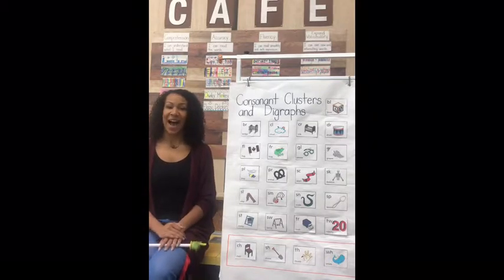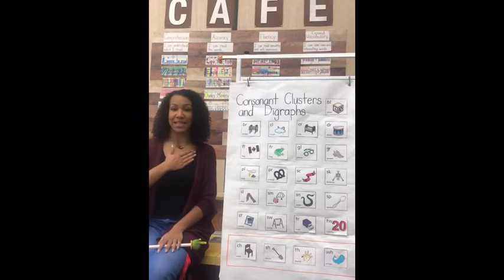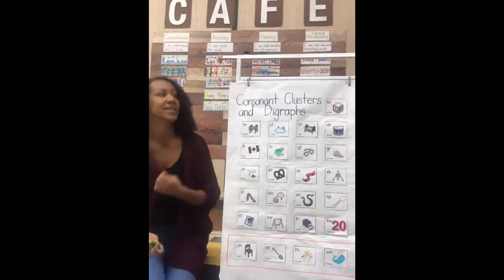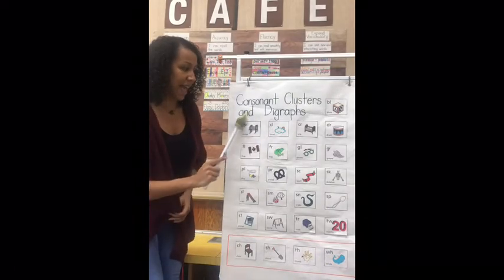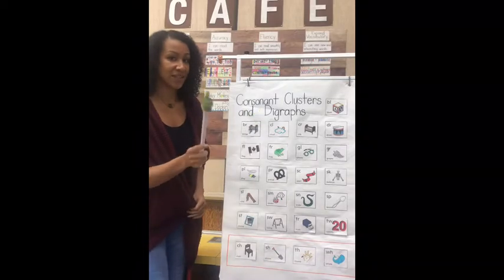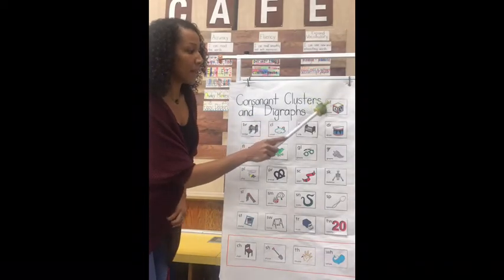Okay, so I want to practice this at home with you. I'm going to say it and I want you to repeat it after me at home, okay? So consonant clusters and digraphs. Consonant clusters and digraphs. So you say after me. My turn, your turn. Bull, block.